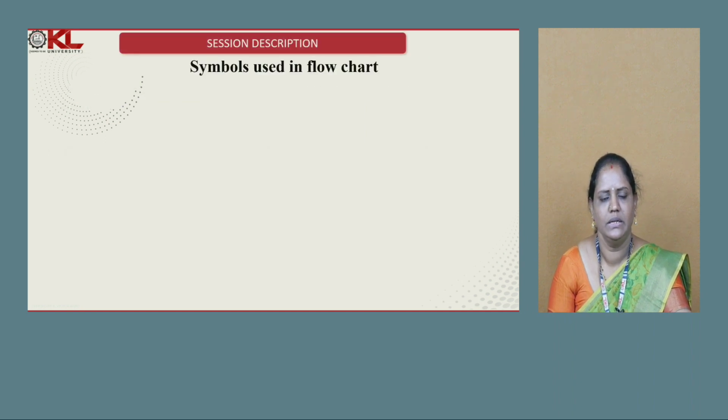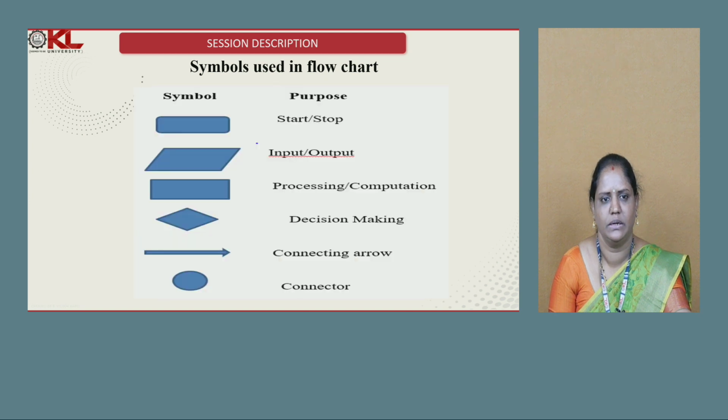Now we'll see the different symbols we use in a flowchart. These are a few symbols, each of which represents a particular action. The rounded rectangle is used to represent start and stop. You know that every algorithm starts with the start step and ends with the stop step, and to represent that start and stop, we use the rounded rectangle. A parallelogram is used to represent input and output statements. Each algorithm takes some input and produces some output. Those input and output statements are represented with the parallelogram.